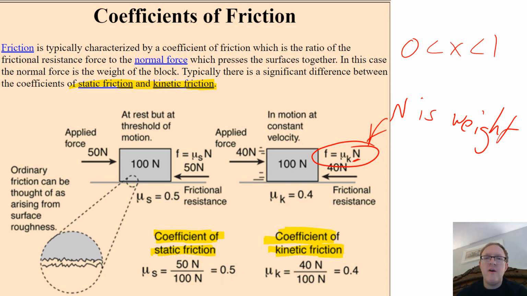And then coefficient of kinetic friction. Kinetic friction is when things are sliding, when things are rubbing but still moving. Static is when they don't move. And kinetic is when they are moving. And static is always slightly higher than kinetic.